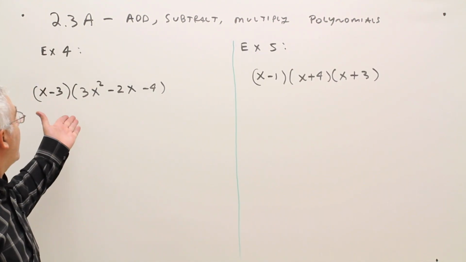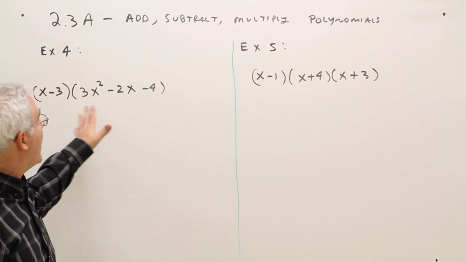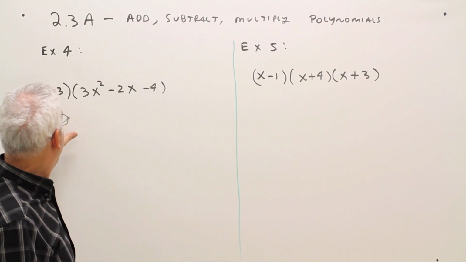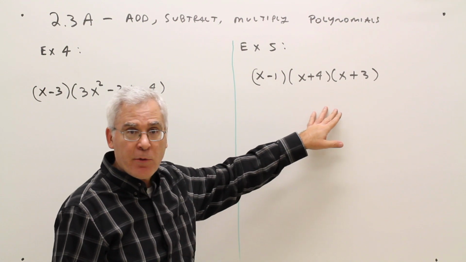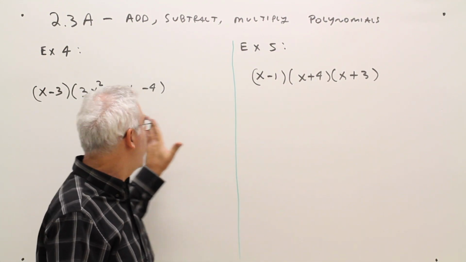Okay, now I've got examples 4 and 5, example 3 I got rid of. So now we're going to be multiplying polynomials. All right, so I've got a binomial times a trinomial, and a binomial, binomial, binomial. Once I do this one, you'll see this kind of stems right from it. So we'll do this one first.